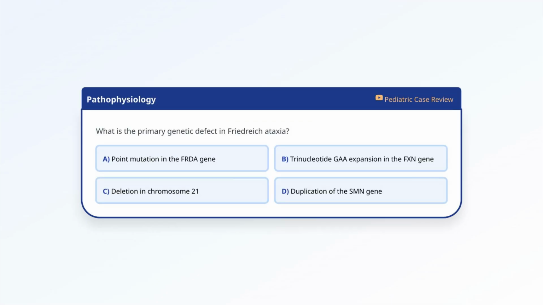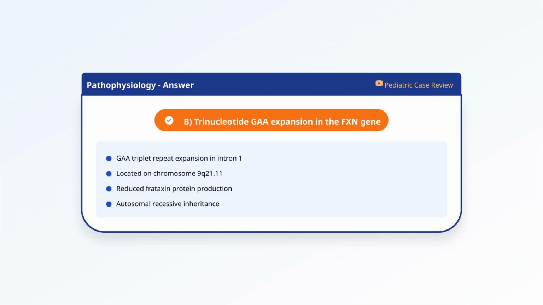What is the primary genetic defect in Friedreich ataxia? A. Point mutation in the FRDA gene. B. Trinucleotide GAA expansion in the FXN gene. C. Deletion in chromosome 21. D. Duplication of the SMN gene. The correct answer is B.